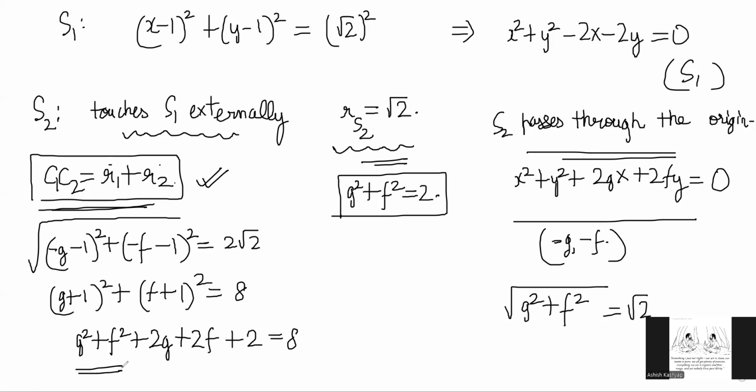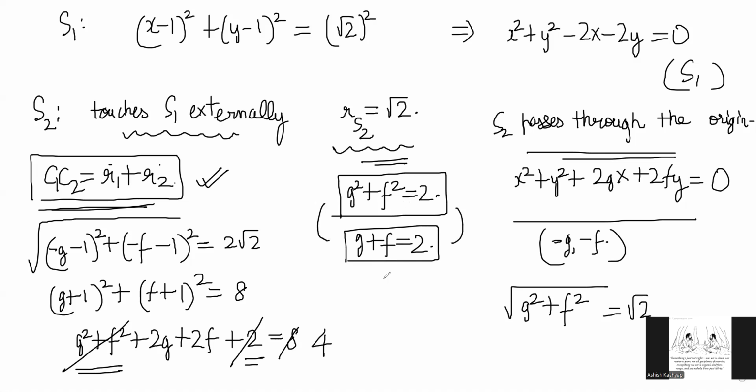We already know g square plus f square is 2. So 2 and 2 get cancelled and it becomes 4, and we get g plus f is equal to 2, right? So g plus f is coming out to be 2, and g square plus f square is coming out to be 2, right? The only solution for these two is g is equal to f is equal to 1. You can solve the quadratic. You can put f is equal to 2 minus g into this and check it. You will get only g is equal to f is equal to 1 fits.